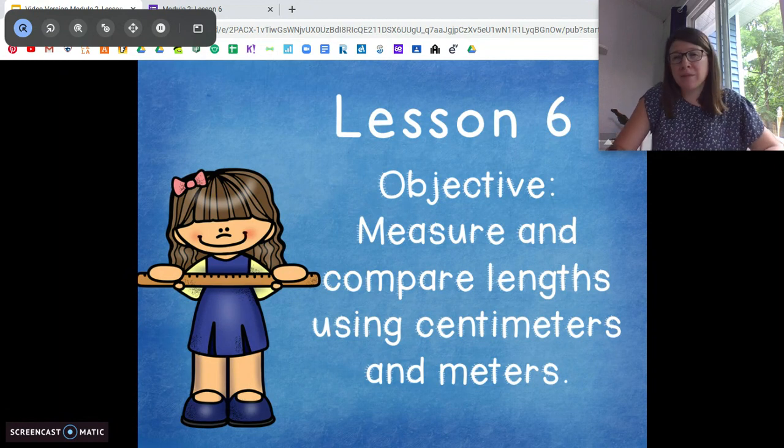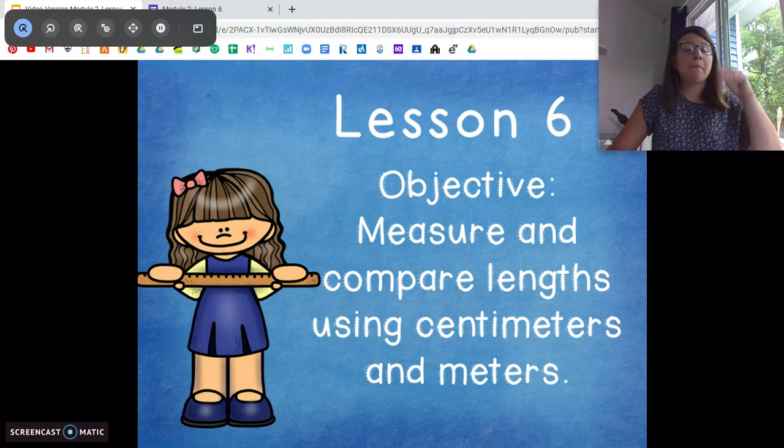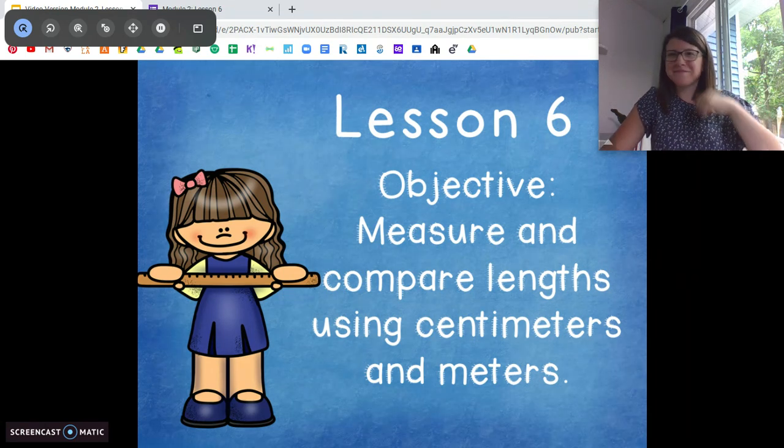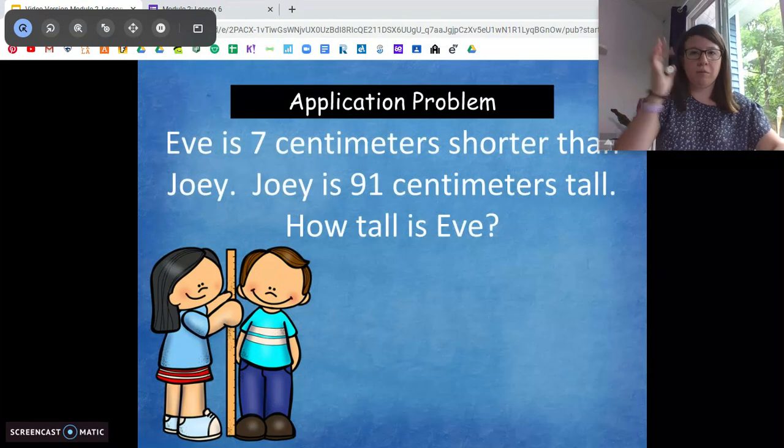Now, for this lesson, we're going to be working with a lot of different types of word problems. So if you don't already have something to write with and something to write on, pause the video and go grab those things and come back. All right, ready? We're going to get right into it with a word problem.